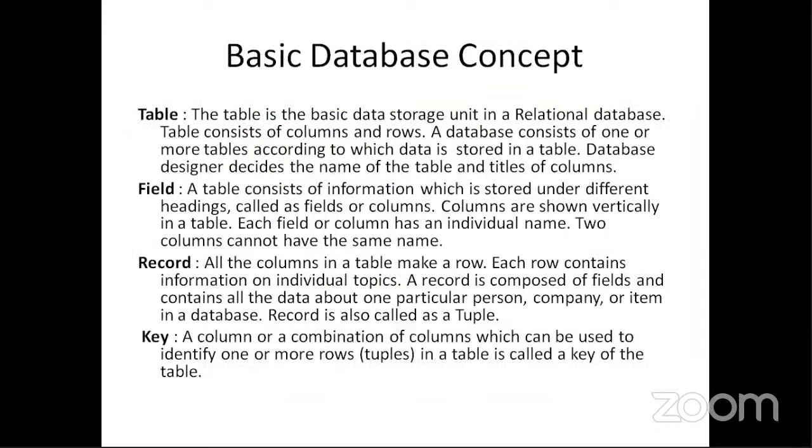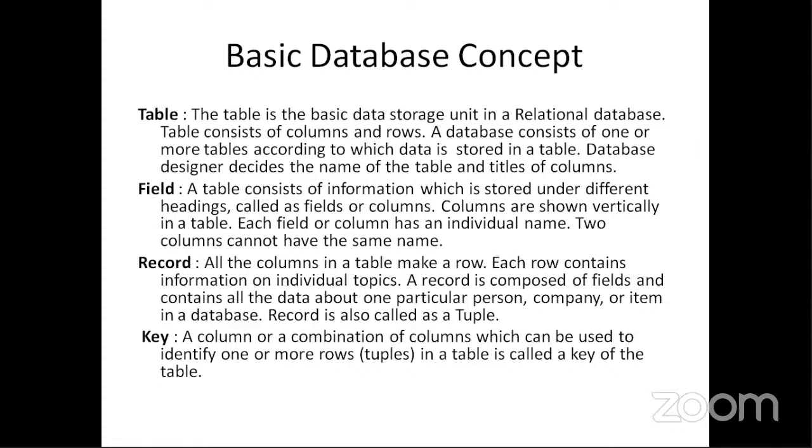Basic database concepts: what is table, what is field, record, and key? Okay, so we will see what is table. The table is the basic data storage unit in a relational database. A table consists of columns and rows. A database consists of one or more tables according to which data is stored in a table.